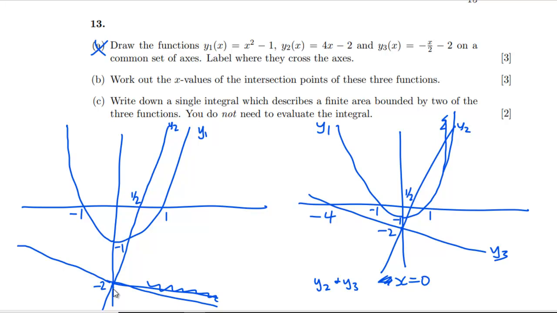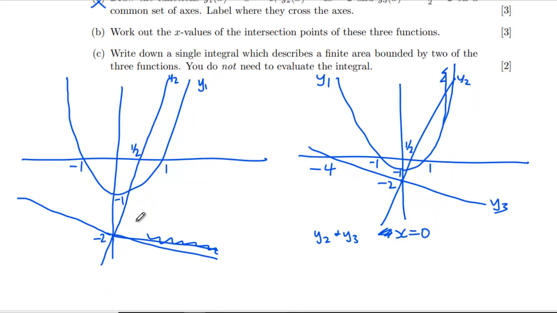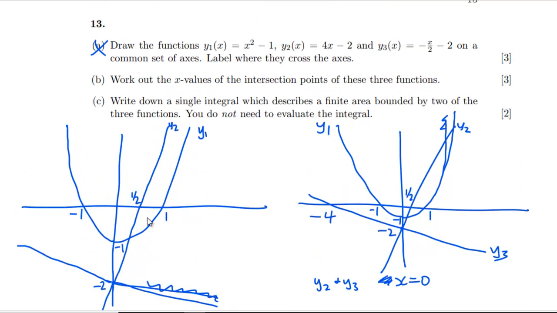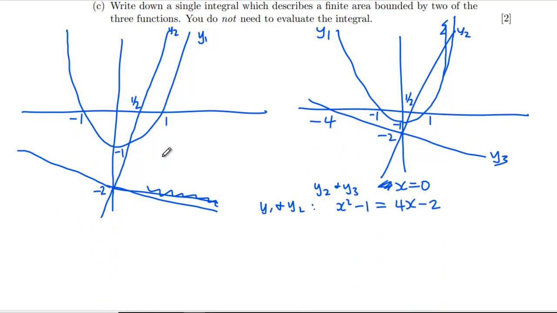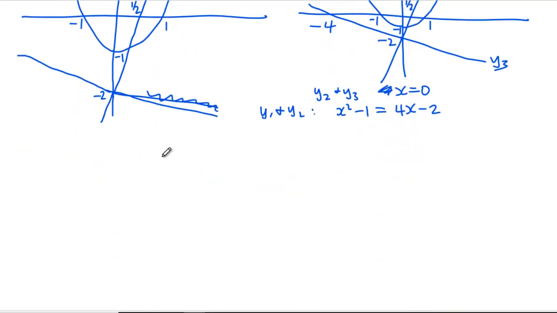Is that definitely going to be the case? Yeah, it is definitely going to be the case. And then we've got 2 intersections between y1 and y2. So for y1 and y2, am I going to get to scroll down on that? No, I'm not. So I'm going to have to write these down here. So y1 and y2, that means that we've got x squared minus 1 is equal to 4x minus 2. Now I can scroll down, and that's going to give us 2 positive values of x.